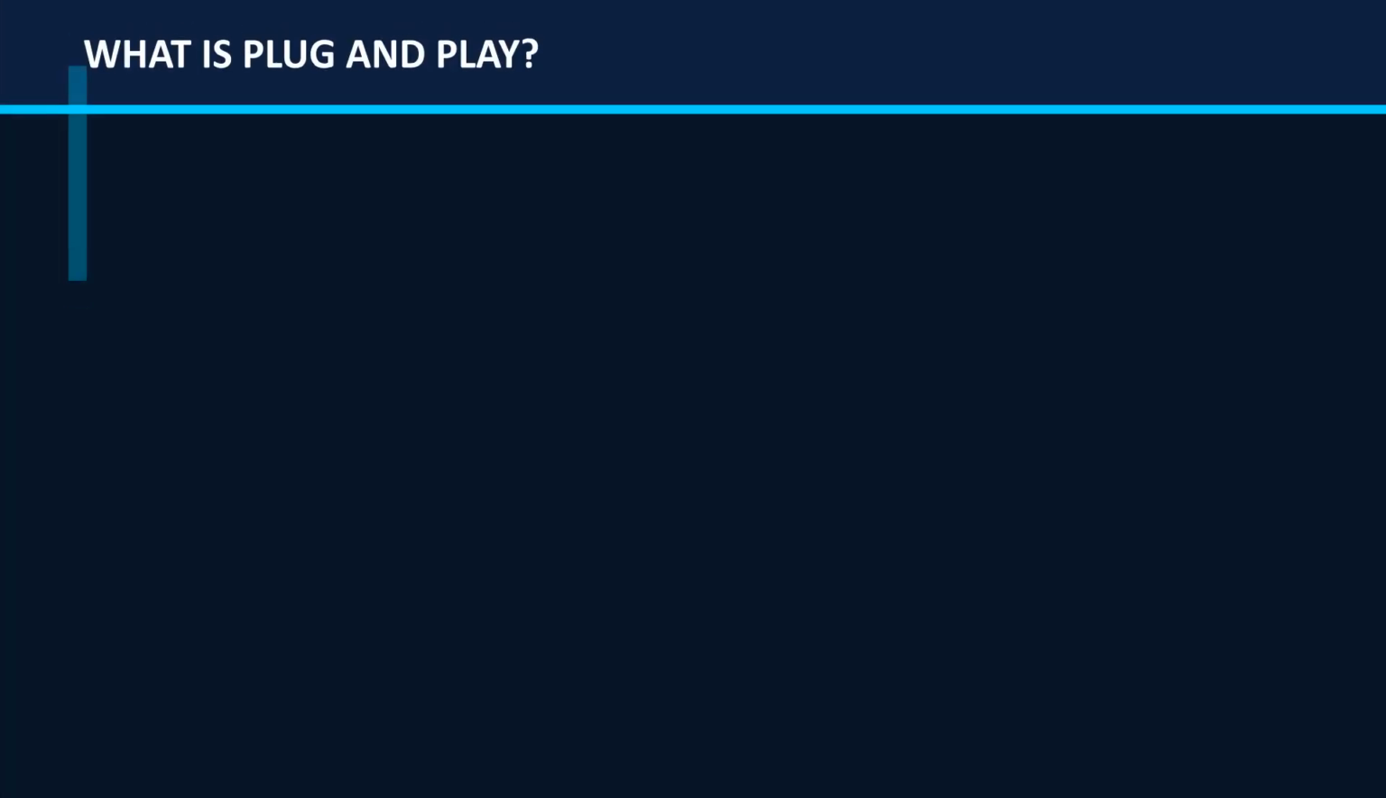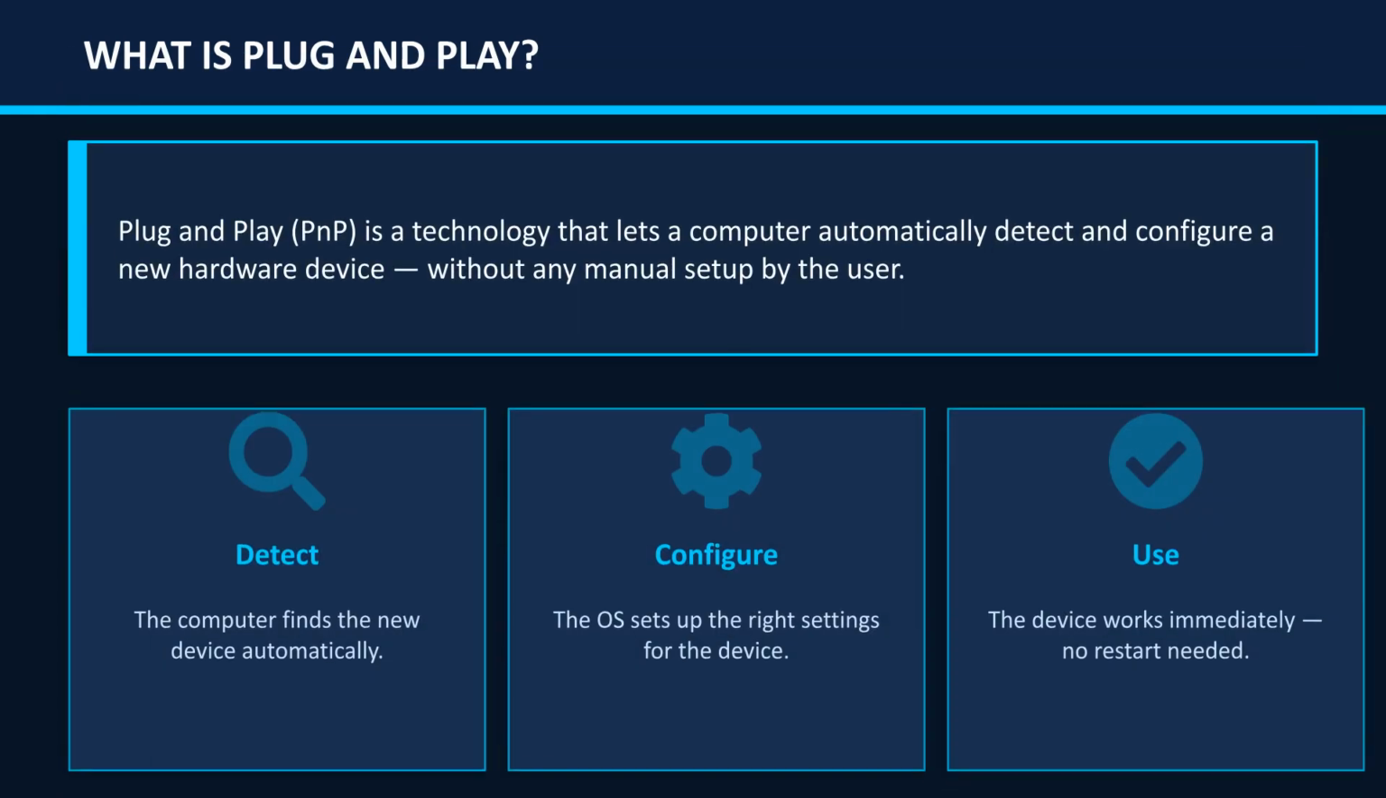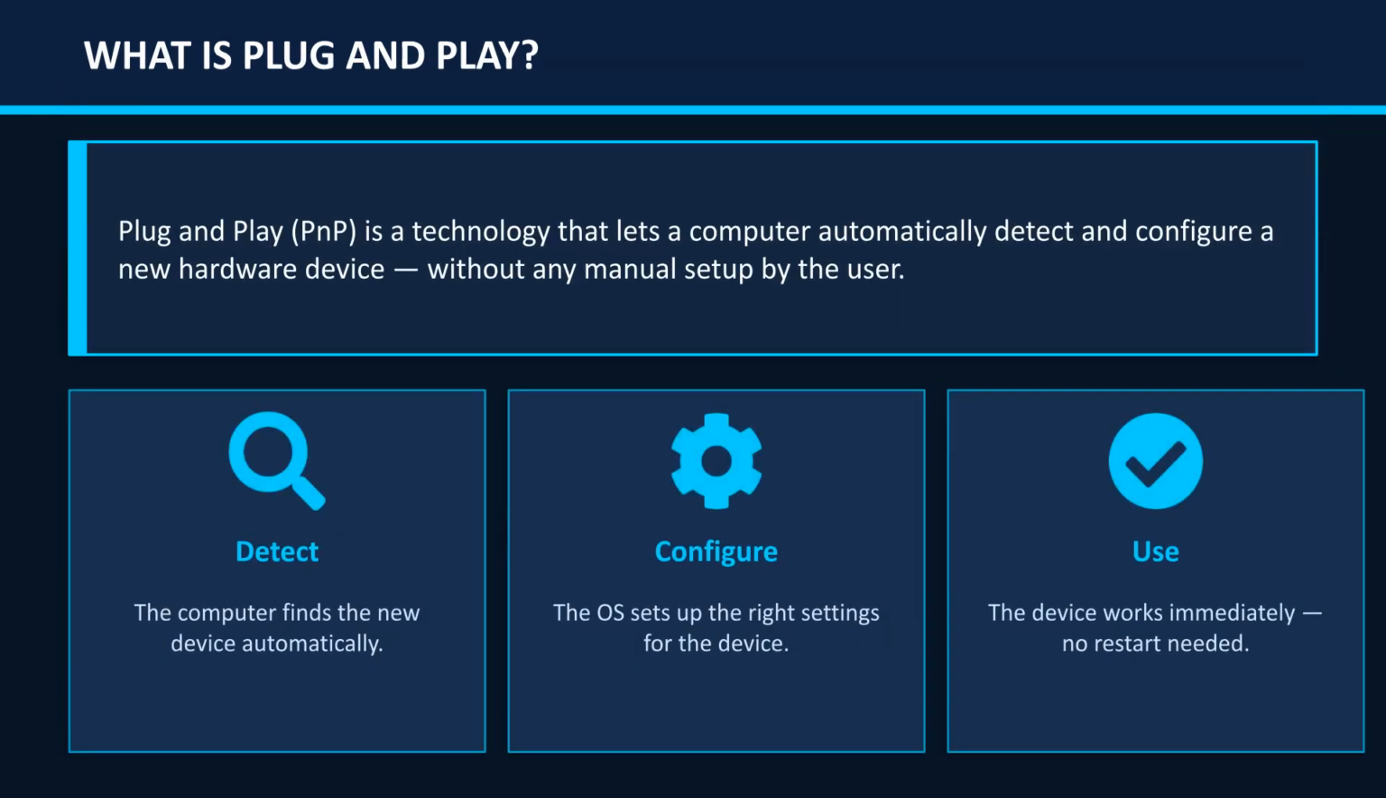Plug and play, or PNP, is a technology that allows your computer to automatically detect and configure a new hardware device, eliminating the need for manual setup. This process involves three core steps: detect, configure, and use.